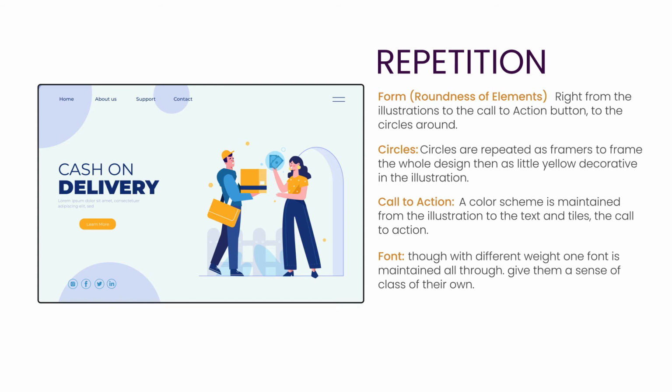You can vary the weights, as you find your cash on has a different weight from delivery, and sizes also. You can find that the one they use for this cash on delivery is different from the one used for the major menu there: home, about us, support, and contact, right? They are different in sizes. However, the same font is used. Now there is a place for font pairing and all of that.